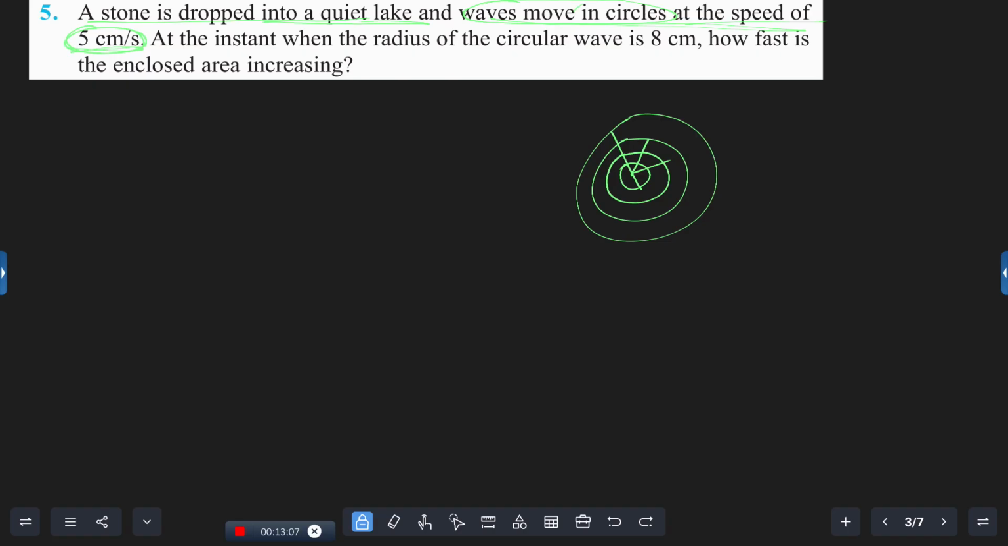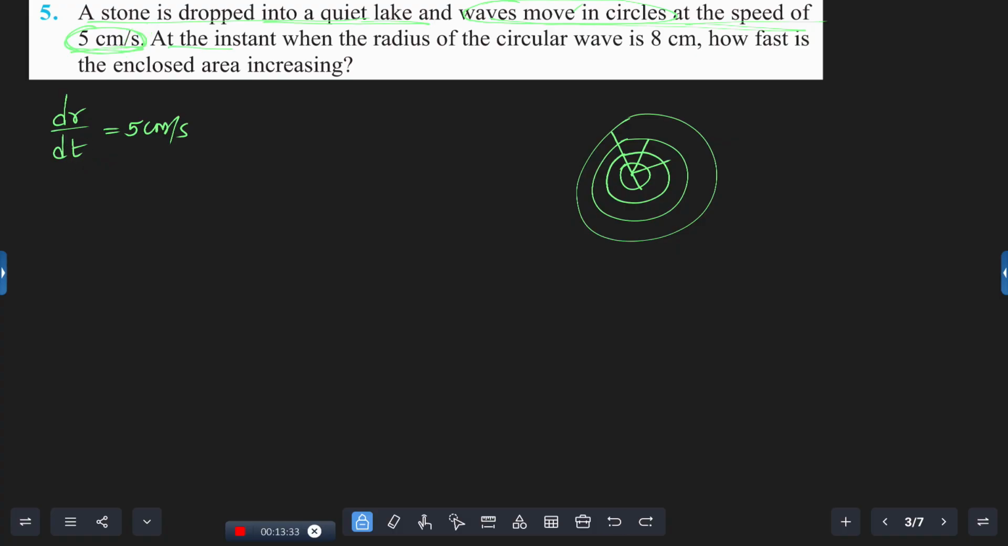Wave is moving, they said. When a wave moves, the circle will become bigger only. So we have to consider that radius is increasing. Okay, right. So dr divided by dt is equal to 5 centimeter per second, is given. Dr by dt. Why did I give t here? Because second is given. Be careful, whatever I am taking, be careful.